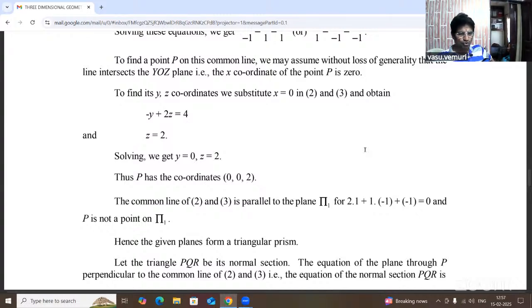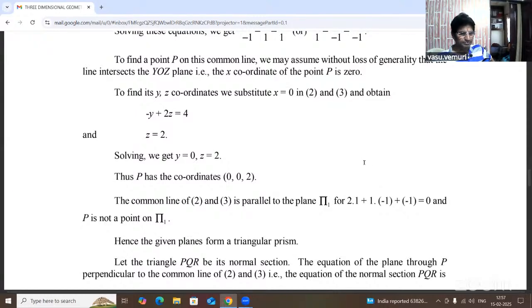Okay, according to those coordinates, the common line of the second and third equation is parallel to the first plane. So that is 2 into 1 plus 1 into minus 1 from the normals, equal to 0. So the point is not on the given plane. So the given planes form a triangular prism.